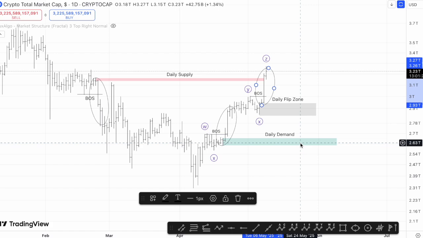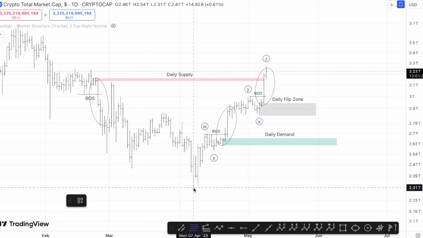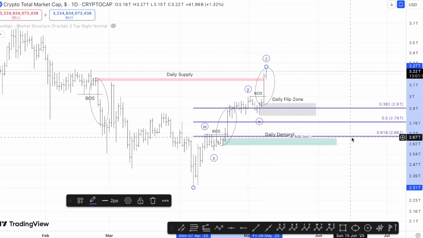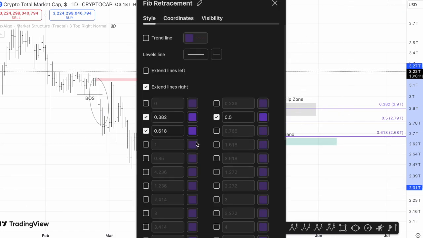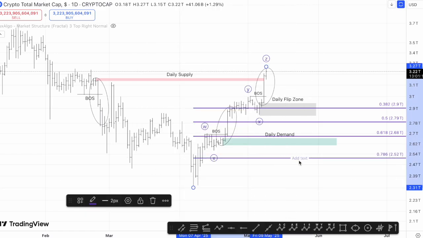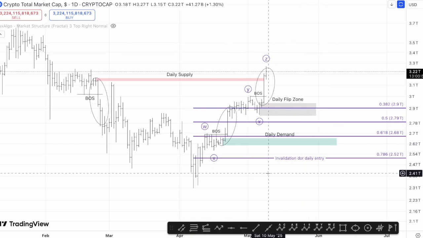And the stop loss, if we enter any trade for midterm, would be, let me just check this out. Yeah, the invalidation level would be this Fibonacci level. So, invalidation for daily entry, I'm going to call this. If there is a daily close below this level, this count and this scenario is invalidated.